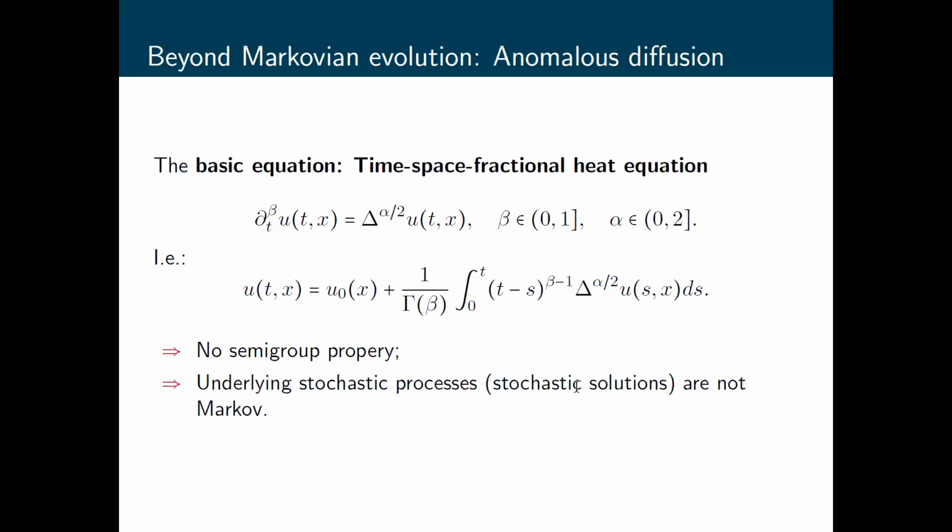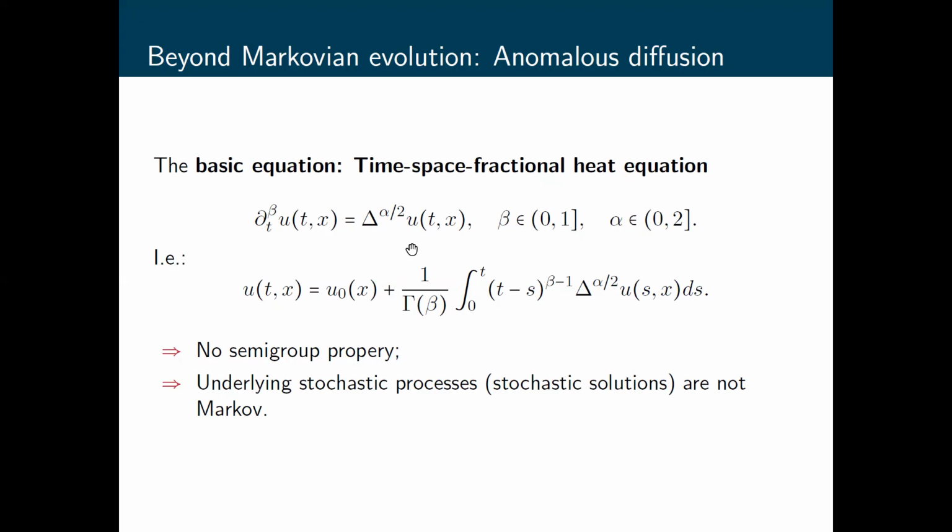And if we start with the so-called approach based on rescaling of continuous time random walks, we arrive to this equation. This is the basic equation of anomalous diffusion, and this equation is called time and space fractional heat equation. So Laplacian is replaced by fractional Laplacian, and first order time derivative is replaced by Caputo fractional derivative of order beta. Beta is between 0 and 1.